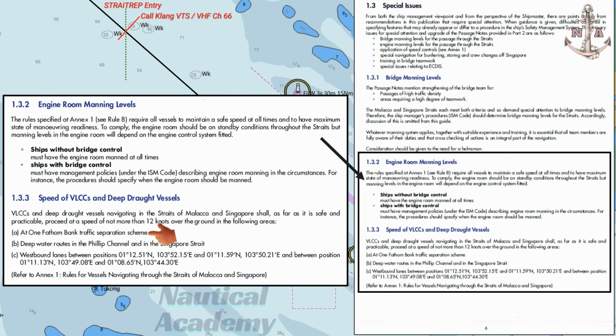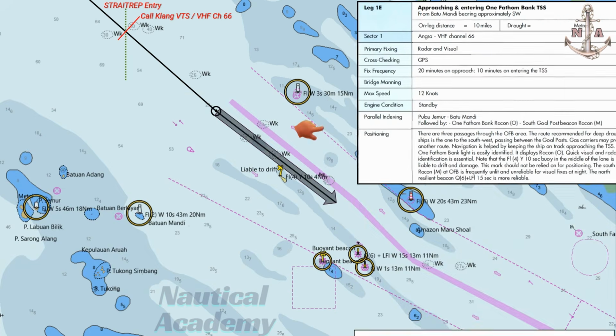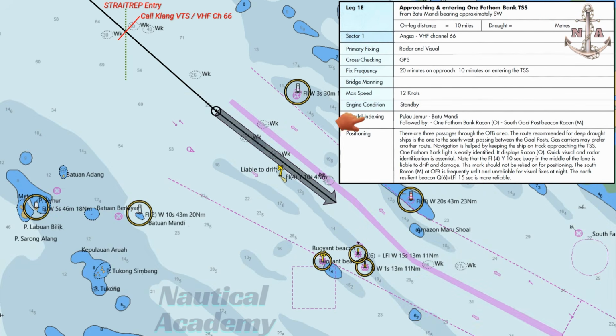At 1-fathom bank traffic separation scheme. Deep water routes in the Phillip Channel and in the Singapore Strait. And, for westbound vessels, the area between the specified coordinates. The recommended parallel indexing references when approaching the TSS are Pulau Jamur and Batu Mandi.